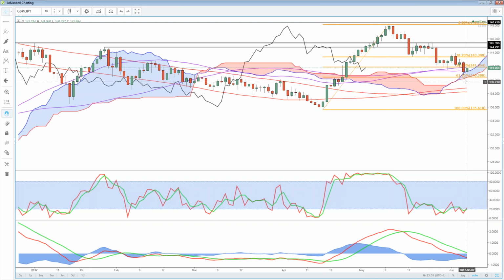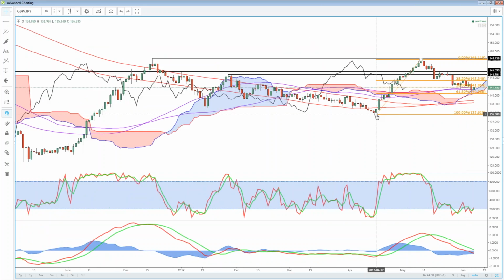What makes this interesting is that not only is 140.40 the 61.8% retracement of this move from the April lows to the May highs, it's also the bottom of the cloud. Now, for those of you who use Ichimoku cloud, quite simply, when the price action is trading above the cloud, it's deemed to be bullish. When it trades below the cloud, it's deemed to be bearish. So when it breaks through the cloud, it's seen as a very bearish signal, and vice versa.